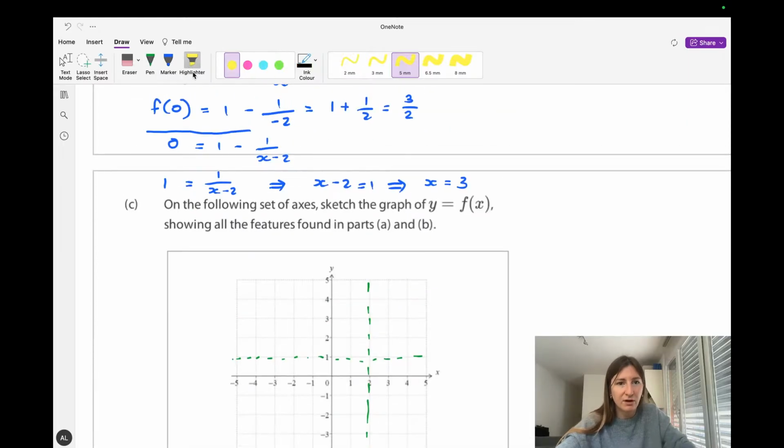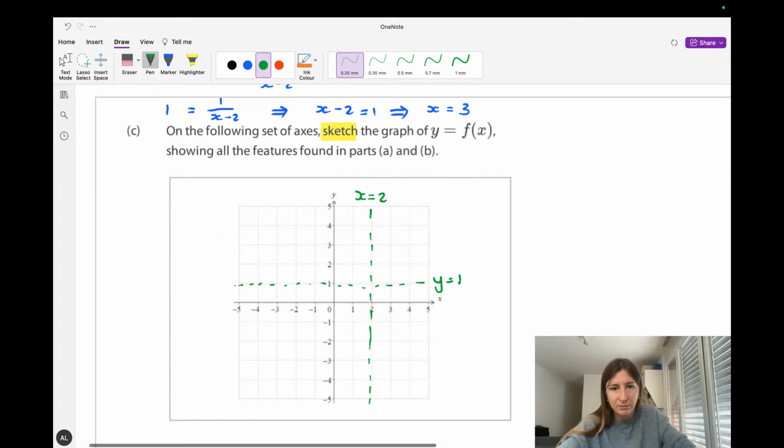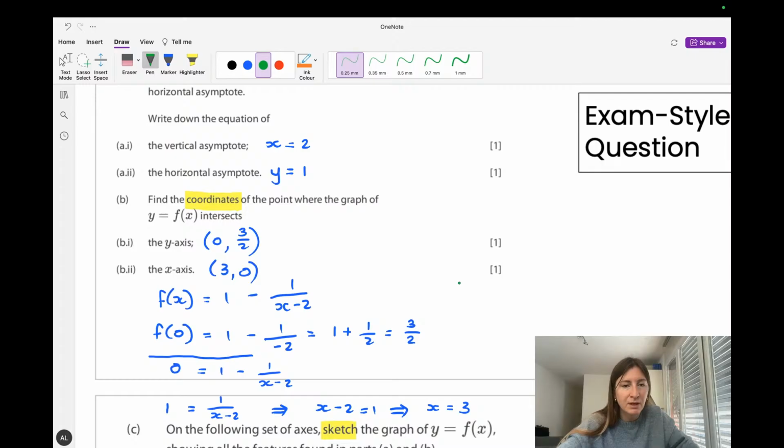And another thing, if you've not been in these sessions, when they say sketch, it means roughly. It doesn't have to be perfect. But they have given us the axes, so that's nice. So x equals 2 and y equals 1. Double check that that is correct.